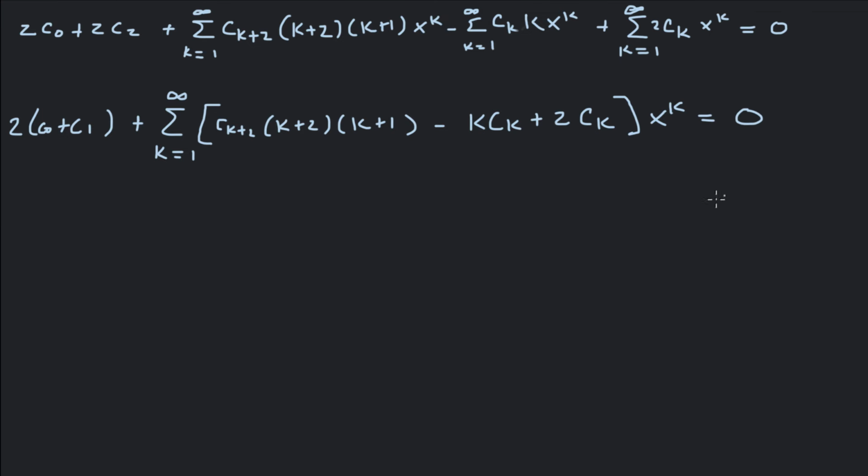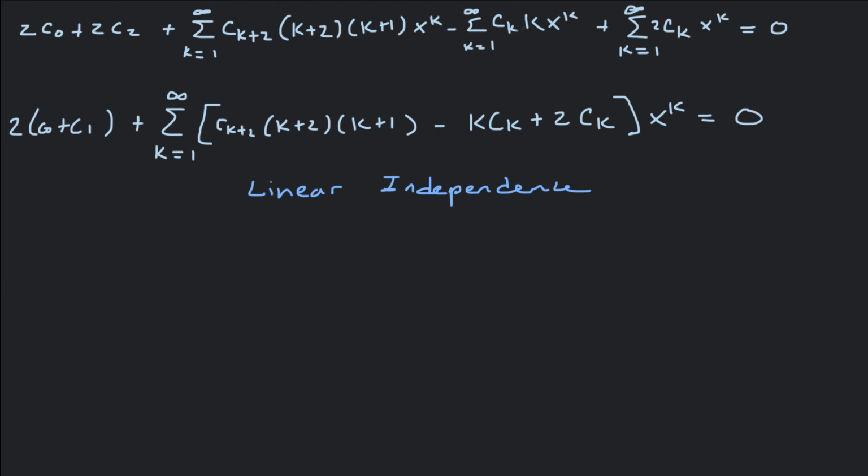Alright, so now we've got something at least in the form of a series for the x to the k terms from k equals 1 to infinity, and then we've got a constant out front. Now by linear independence, so we just need to remember what linear independence is. So linear independence tells us that the coefficients are going to be 0.